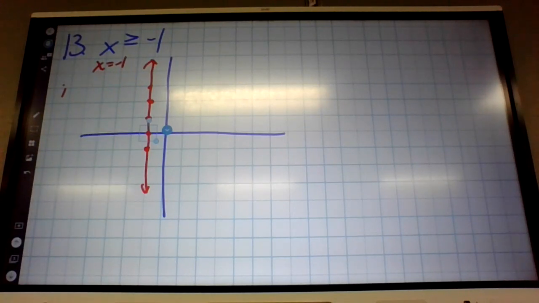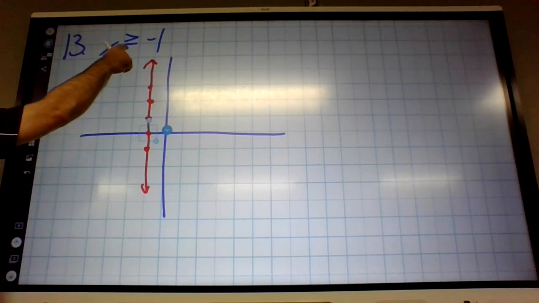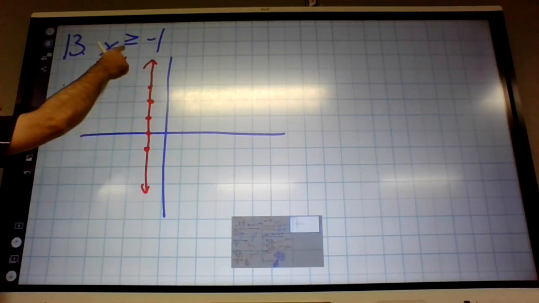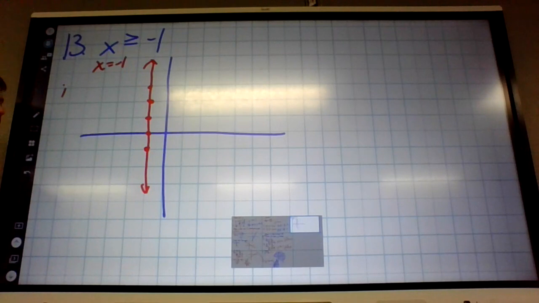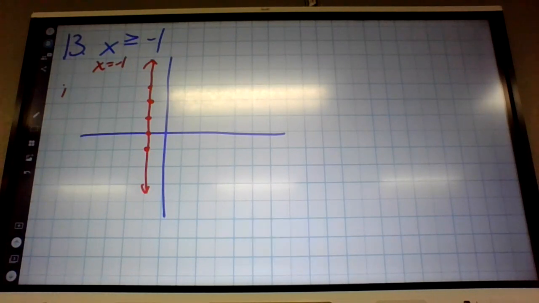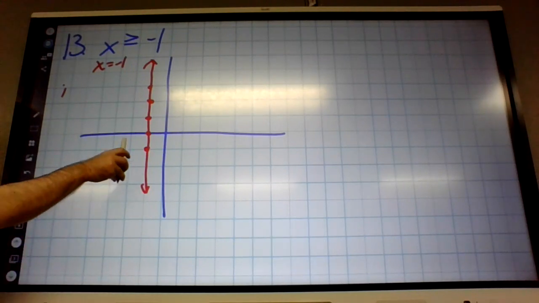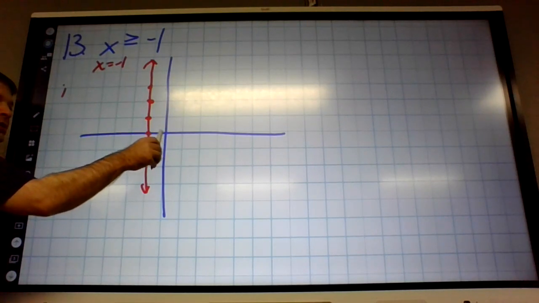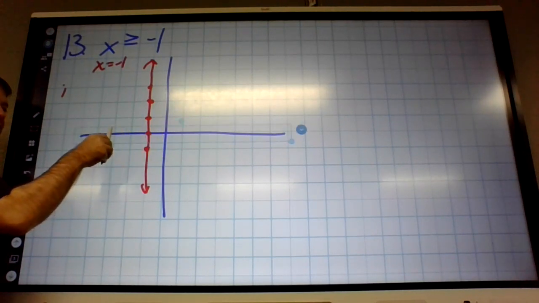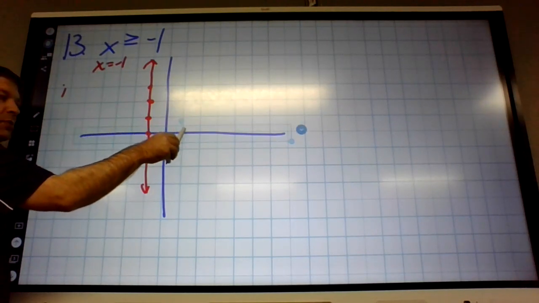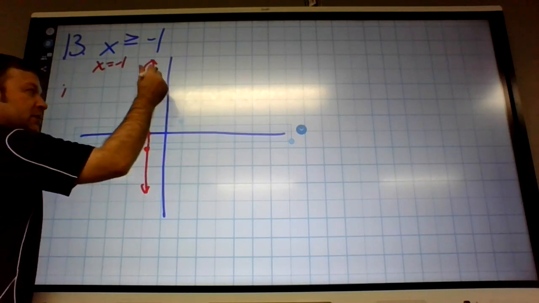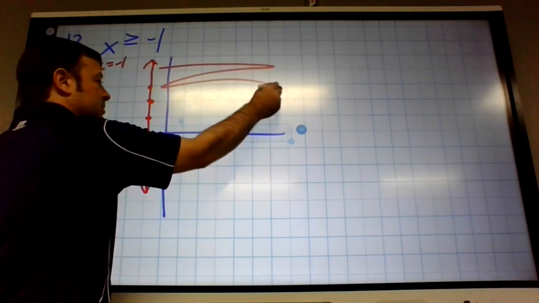Okay, it's greater than or equal to, so it's a solid line. Which side should we shade if it's greater than negative 1? The right side? Yeah. Where are the x values bigger than negative 1? This is x equals negative 2, negative 3. This is x equals 0, 1, 2, so it's over here. So it's all this stuff.